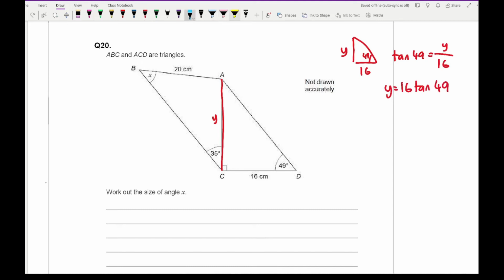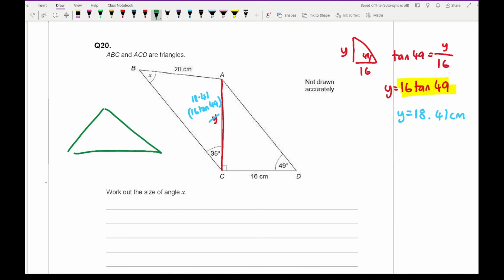Now, if you want to use exact values, you can just take Y to equal this. Or if you want to write it in its decimal form, which I think a lot of students would do, we get Y equals 18.41 centimeters. And so I can label that as 18.41, or I could write it as 16 tan 49. Then from this, I've now got to use this triangle. So let's just draw that triangle out to work out what angle X is. So this is 18.41 or 16 tan 49. This angle here is 35 and this side is 20.